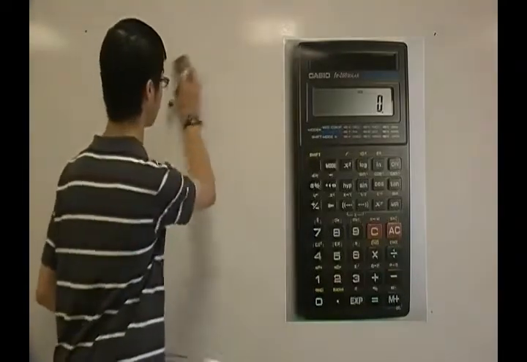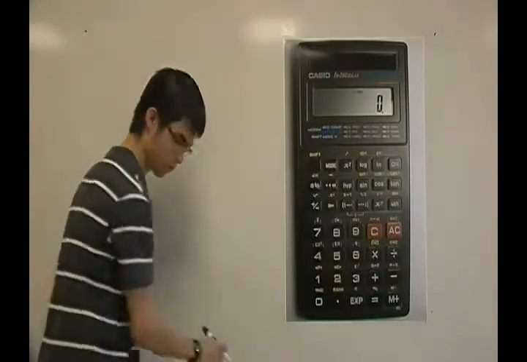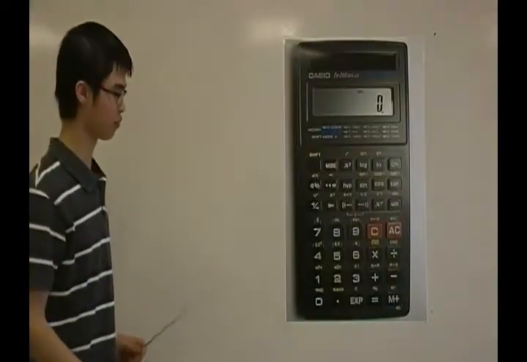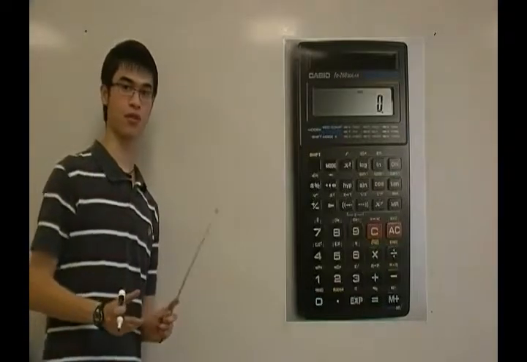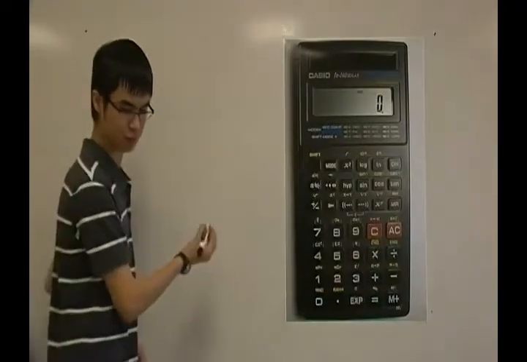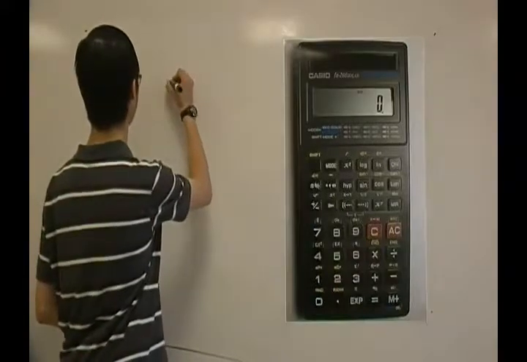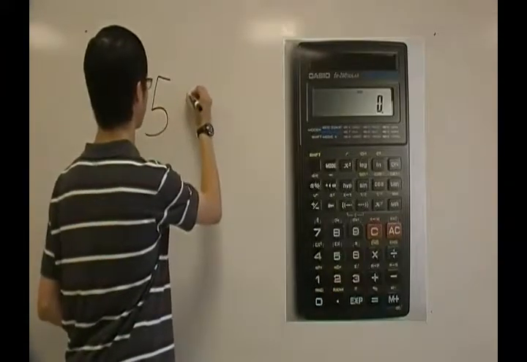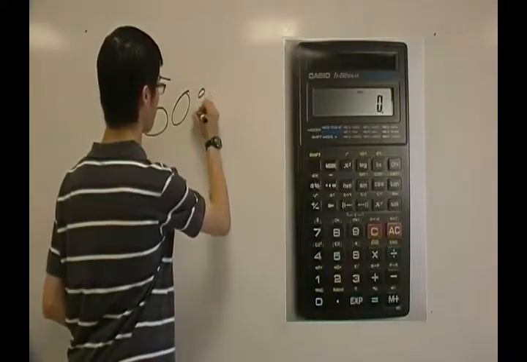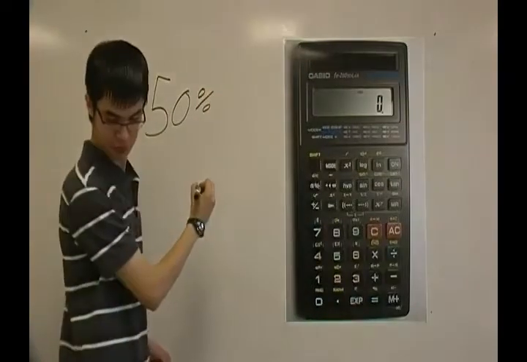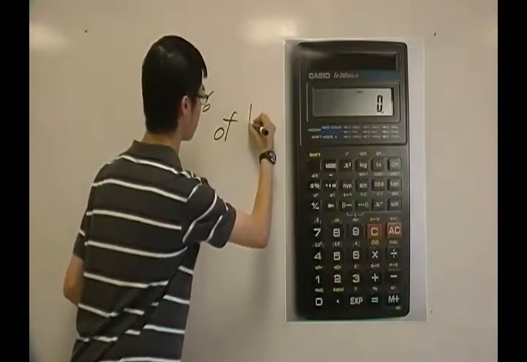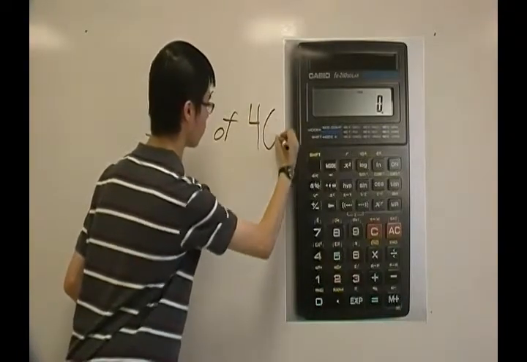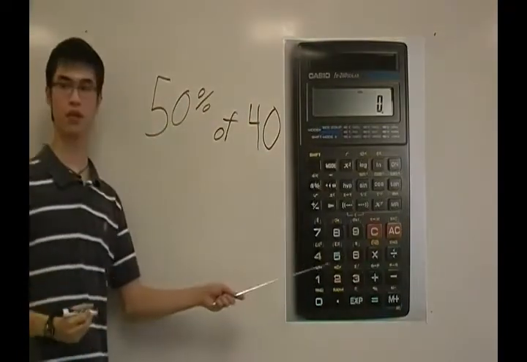All right, let's move on to the last thing. We'll be doing percent now. You'll be using the shift function for the percent as well. So let's find 50 percent of 40 using the calculator.